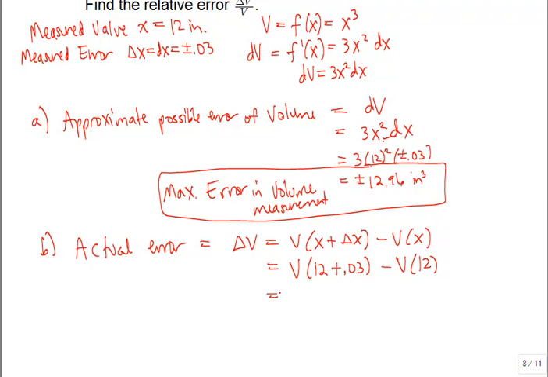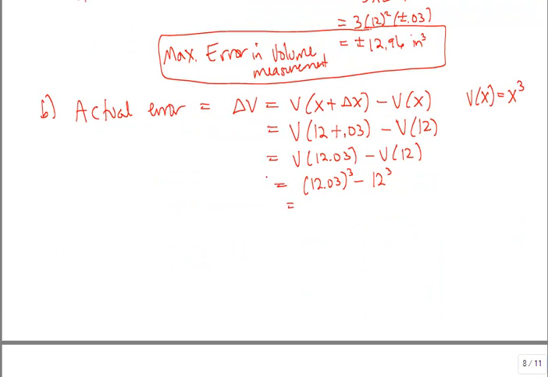So what would be the volume at 12.03 minus the volume at just 12? Remember, our volume function, since this was a cube, is just x cubed. So this is 12.03 cubed minus 12 cubed. And if you punch that into your calculator, that's 12.9924. And again, this is volumes that we're talking about, so the units would be inches cubed. So this is the actual error in measurement of volume.